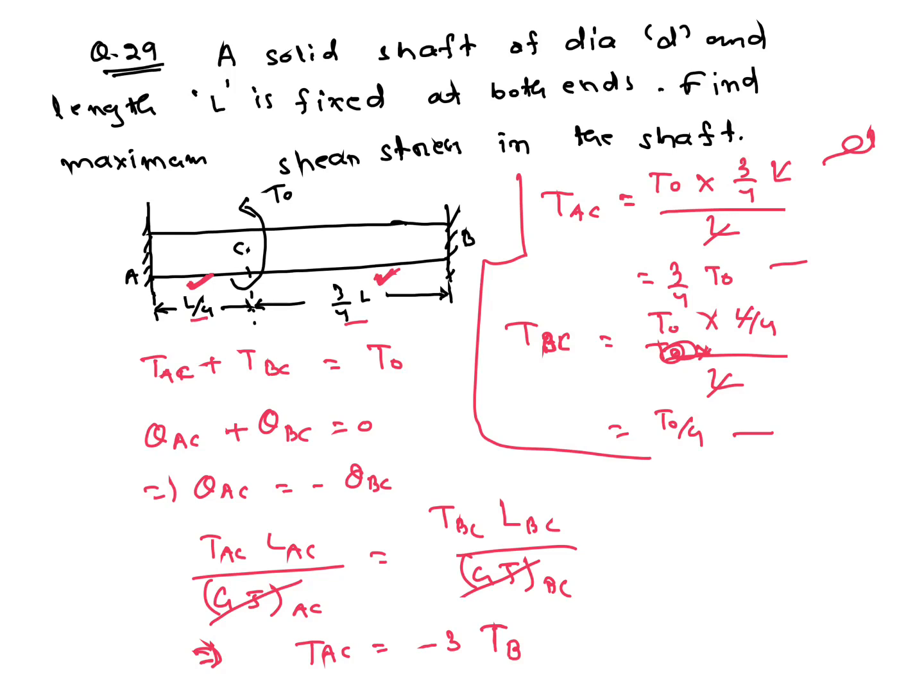If you don't give the negative sign, you just calculate the magnitude, then you will get the same value. Then we have to find out the maximum shear stress. T by J equals tau_s by R. So here the maximum torque is 3 by 4 T0. So tau_s maximum is, instead of T we will write 3 by 4 T0 divided by J, times R.